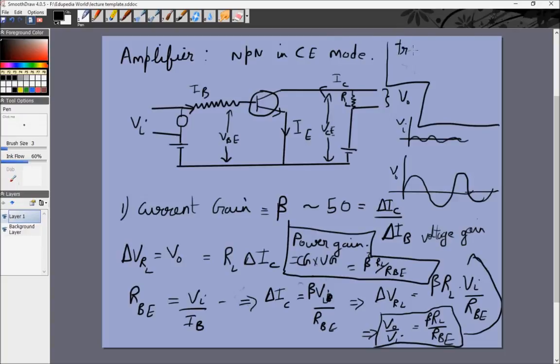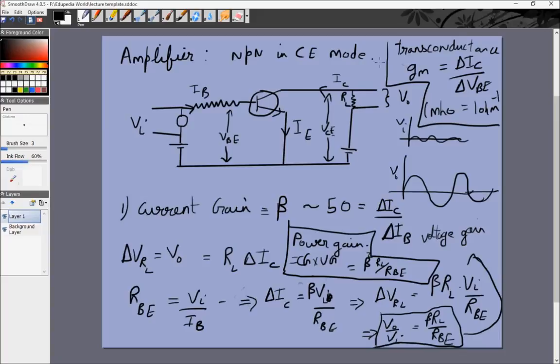Sometimes it's also called the transfer conductance, and that is GM and that is equal to delta IC by delta VBE. The unit of transconductance is MHO, mho, and 1 MHO is equal to the inverse of 1 ohm. Right, so transconductance has the dimension opposite to that of resistance, just like resistivity has the dimension ohm.